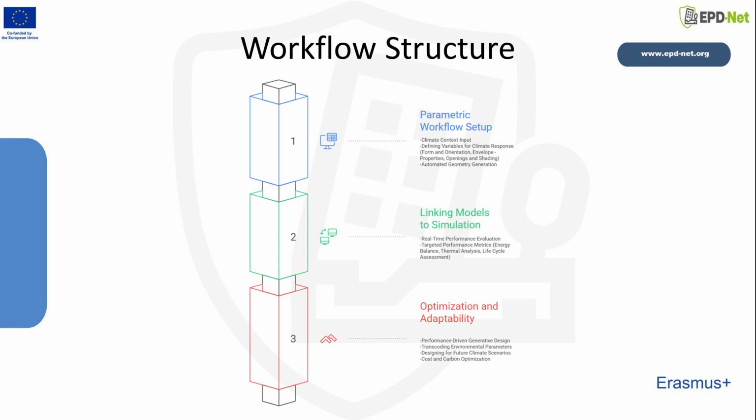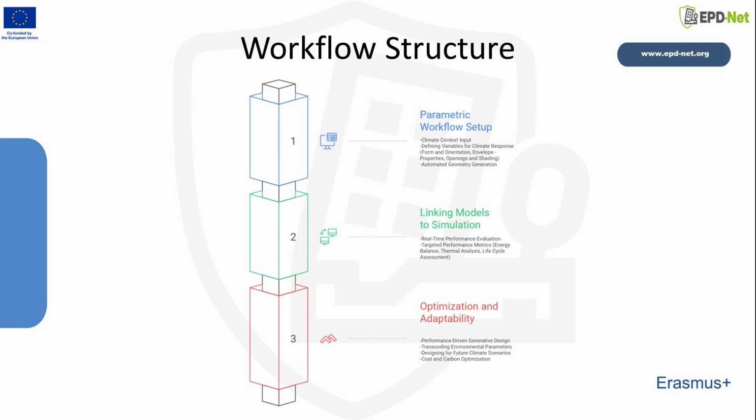The workflow begins by defining both the climate context and the geometric variables that control the building form and envelope. To ensure climate responsiveness, the system must ingest comprehensive climate data, typically from standard sources like EPW, typical meteorological year, weather files. This data is essential for accurate thermal and energy performance predictions.